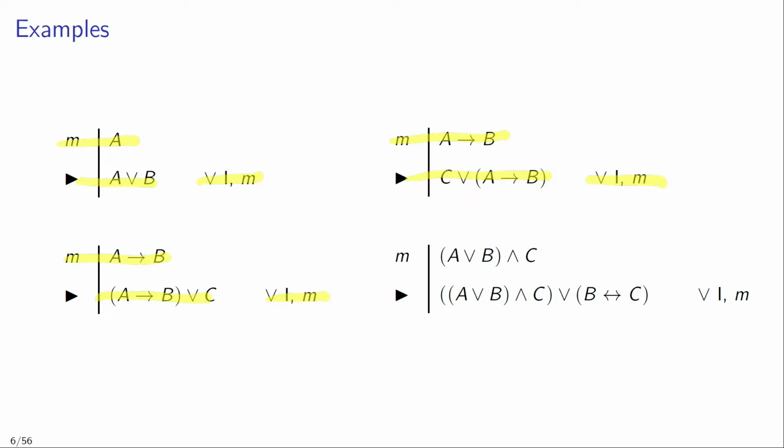To give you a final and somewhat more complicated example, suppose that in line M of your proof you have a conjunction, A or B and C. You can then infer a disjunction of which this conjunction is one of the 2 disjuncts. Say you can infer A or B and C, or B if and only if C, and justify this inference by disjunction introduction applied to line M.